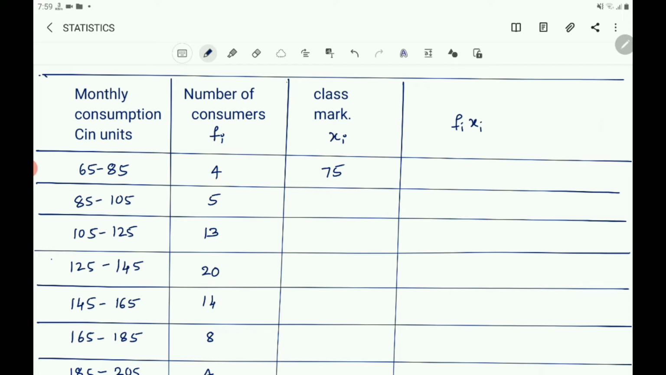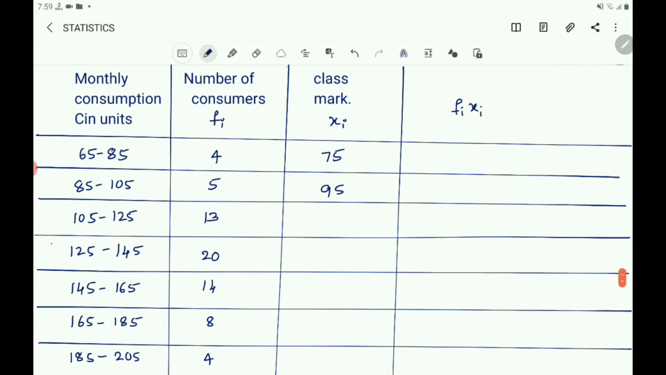Next, what is the size of the class? 65 to 85 means 20. You can add 75 and 20, then you will get 95. Otherwise, sum of these two: 105 plus 85 is 190. 190 divided by 2 is 95. That is nothing but 75 plus 20. Again, you can add 20 to 95. 20 is the size of the class. Then you will get 115.